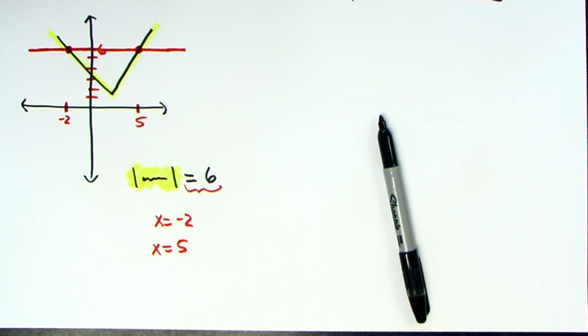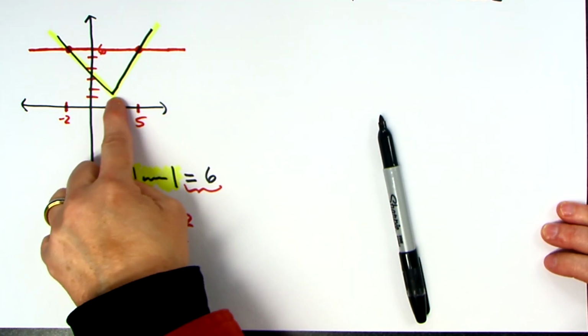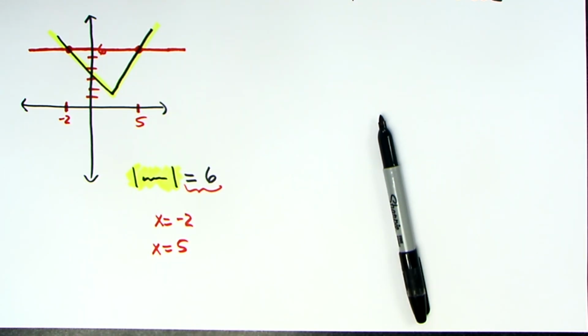It's asking where the V is crossing whatever number is on the right hand side. And since it's a V, unless that value happens to be at the vertex, it's going to cross in two places. So that's why you always have two answers.